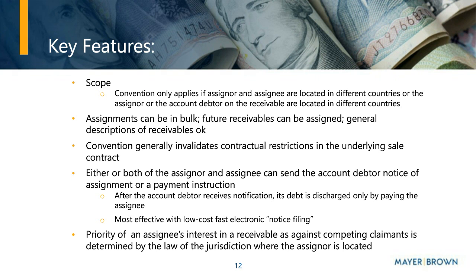Next, and very importantly, as we've all been alluding to, the convention generally invalidates contractual restrictions in the underlying sale contract along the lines of the Uniform Commercial Code. So this means that if the buyer in the underlying sales contract has insisted on an anti-assignment clause that says that the contract cannot be assigned, in most jurisdictions currently, that anti-assignment clause is going to be upheld outside of the United States.